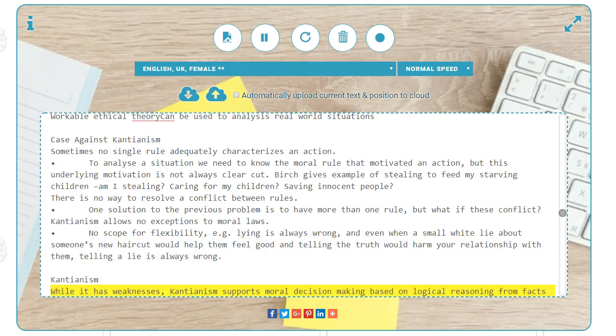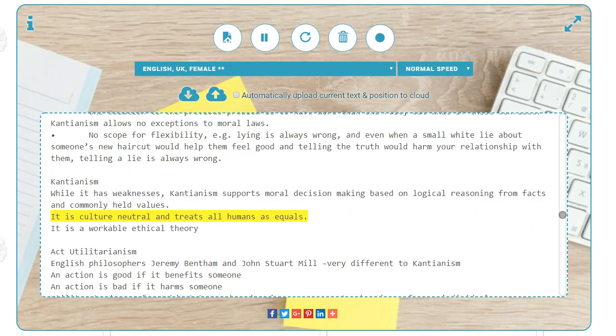Kantianism. While it has weaknesses, Kantianism supports moral decision-making based on logical reasoning from facts and commonly held values. It is culture-neutral and treats all humans as equals. It is a workable ethical theory.